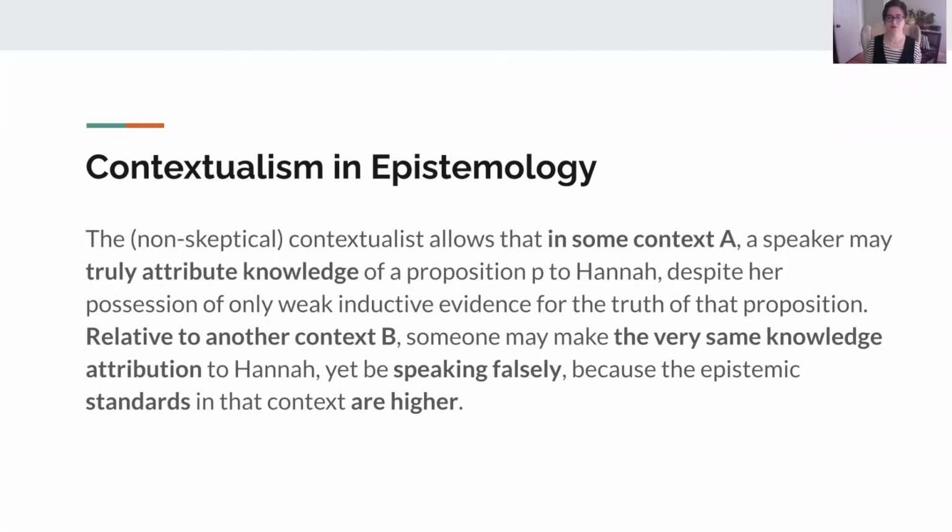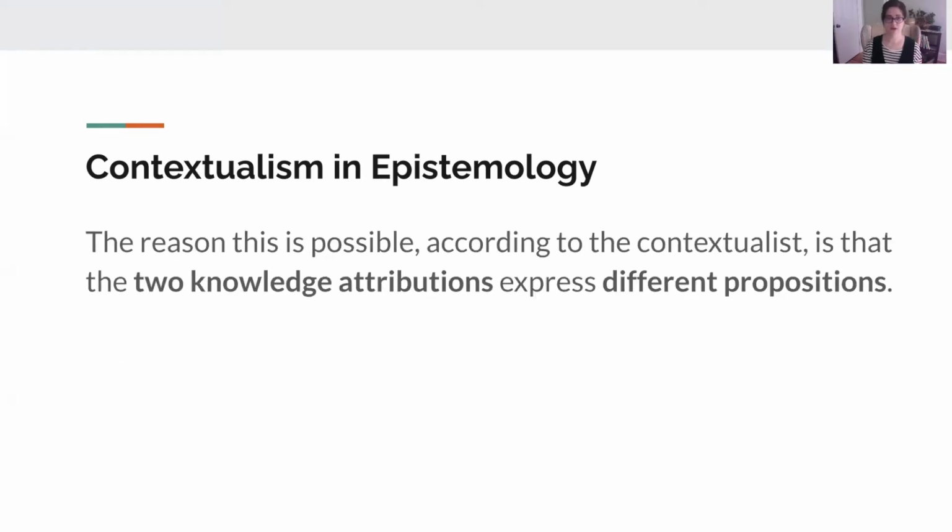So the non-skeptical contextualist allows that in some contexts, call them context A or something, a speaker may truly attribute knowledge of a proposition P to someone, say Hannah, despite her possession of only weak inductive evidence for the truth of proposition P. Relative to another context, someone may make the very same knowledge attribution to Hannah and yet be speaking falsely because the epistemic standards in that context are higher. And I'll give you another more helpful example in a minute.